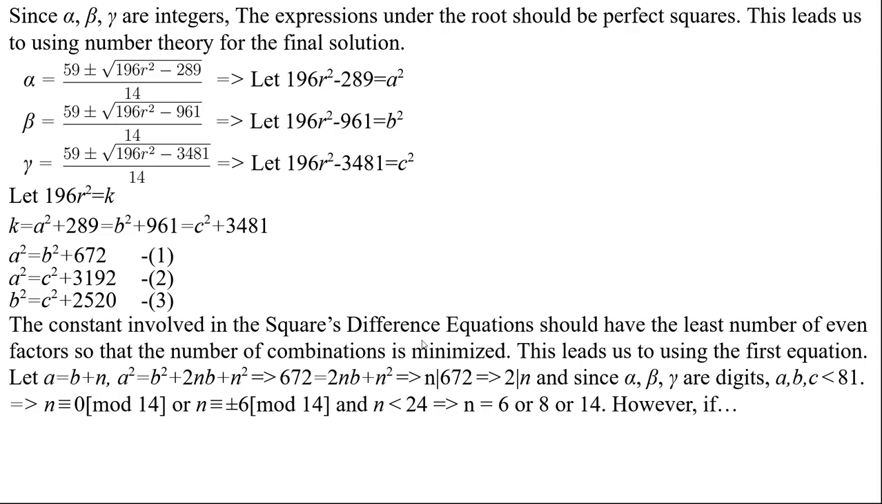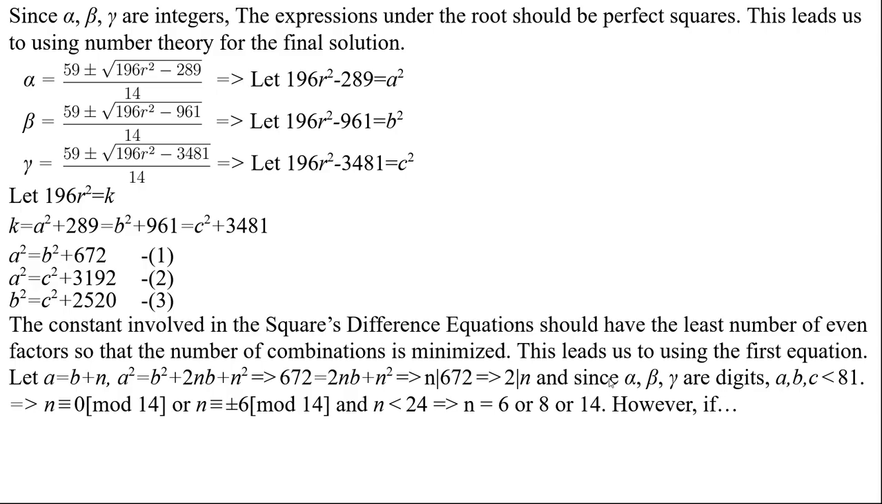So this gives us n divides 672, because if you factorize this, you get n into n plus 2b. So that means 672 is divisible by n. And 2 divides n because this is divisible by 2, this is divisible by 2, so this should also be divisible by 2 to balance the equation. So the only way we can do this is 2 divides n.